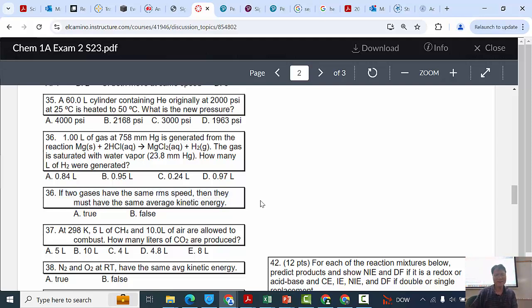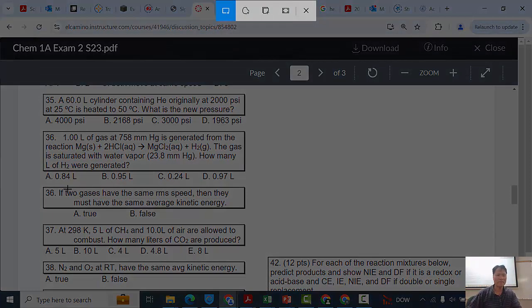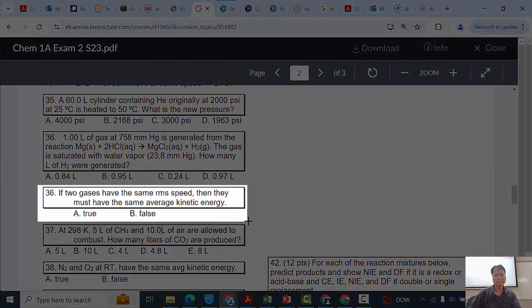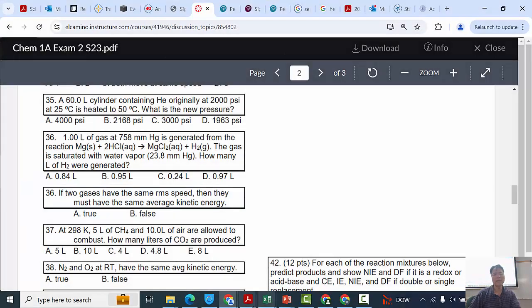We know that for ideal gases, the kinetic energy is equal to 1/2 m u_rms squared. And so if they have the same speed, there's one other variable that we have to worry about. And what would that variable be? The m, right?